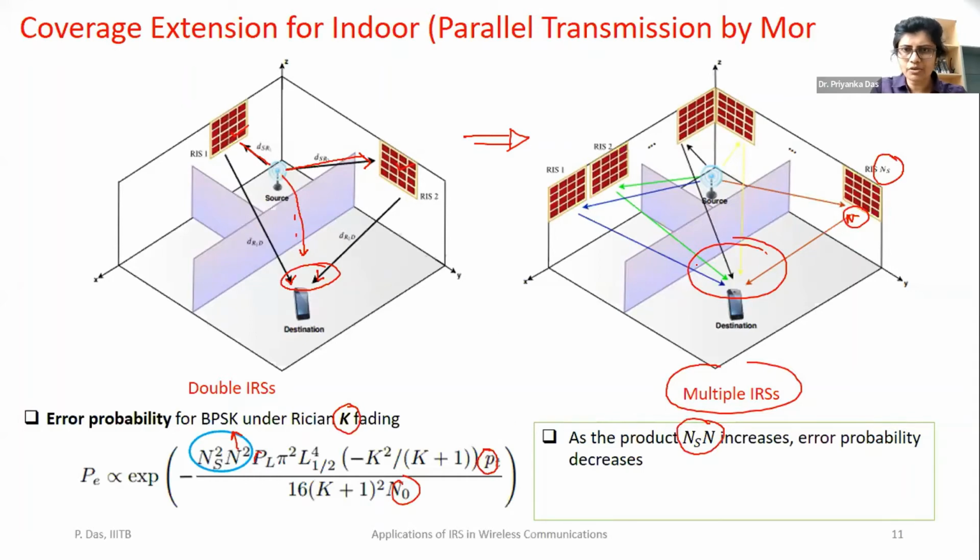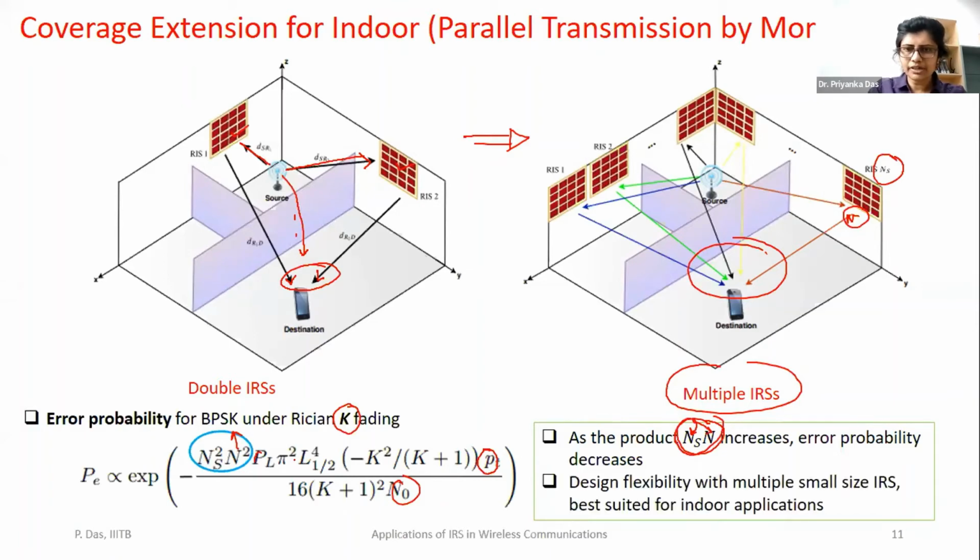Let's say I talk about an indoor scenario where I cannot install a large IRS, but I can divide the large IRS into smaller bits, multiple small IRSs, and it's fine. You can put one IRS with that many reflection coefficients, or you can put NS number of IRS, each with N reflection coefficients. Both of them will give you the same error probability. So it will give you design flexibility, and multiple small size IRS can be best suited for an indoor environment.